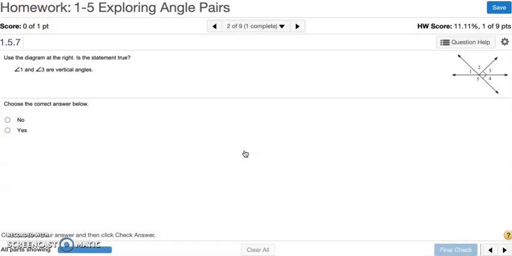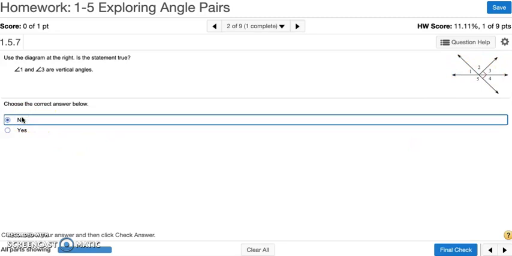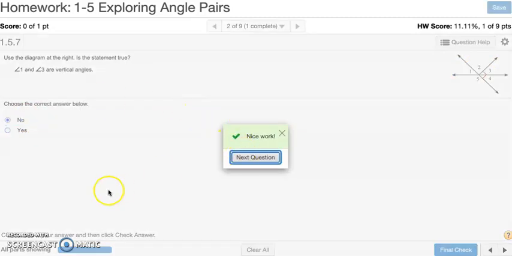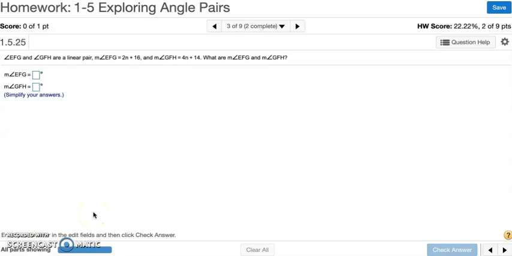Number 2. Use the diagram at the right. Is the statement true? It says angles 1 and 3 are vertical angles. Now, for them to be vertical angles, they have to be across from each other and share a vertex. Angles 1 and 3 are not across from each other, so no, they are not vertical angles. And that's number 2.